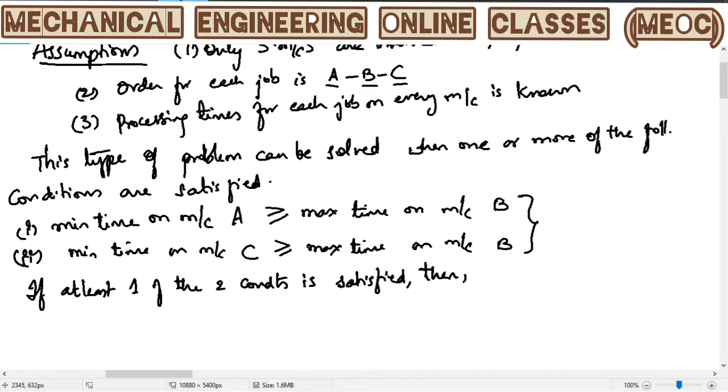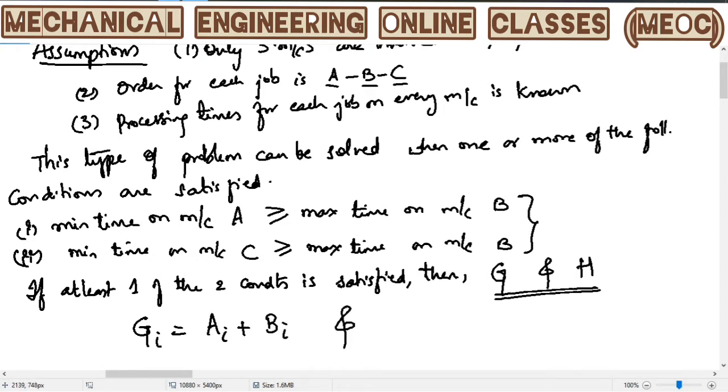Both conditions may be satisfied, or if at least one condition is satisfied, then we will assume 2 fictitious machines. Let the fictitious machines be machine G and machine H, such that the processing time on machine G, say G_i, is nothing but A_i plus B_i, and the processing time for machine H is B_i plus C_i.